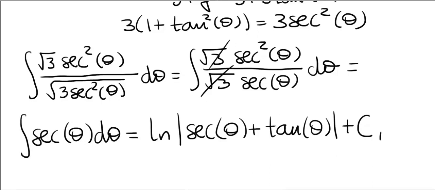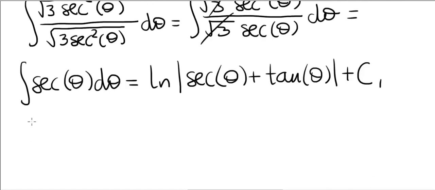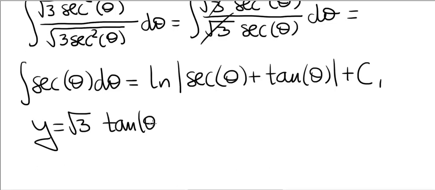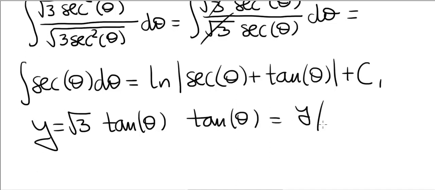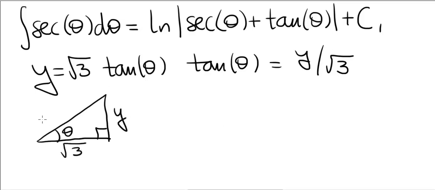We have to make our way back to the original variable x and express the answer in variable x. Recall that y was square root of 3 times tangent of theta. That makes tangent of theta y divided by square root of 3. So let's draw a right triangle. Here is the right triangle. Call this angle theta. Tangent is opposite over adjacent, and by the Pythagorean theorem it makes the hypotenuse square root of 3 plus y squared.